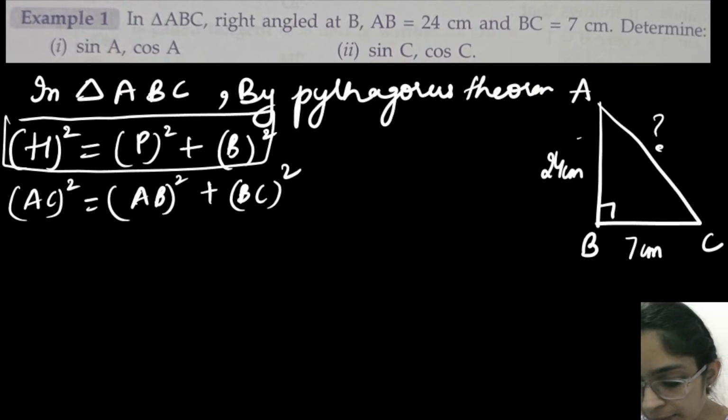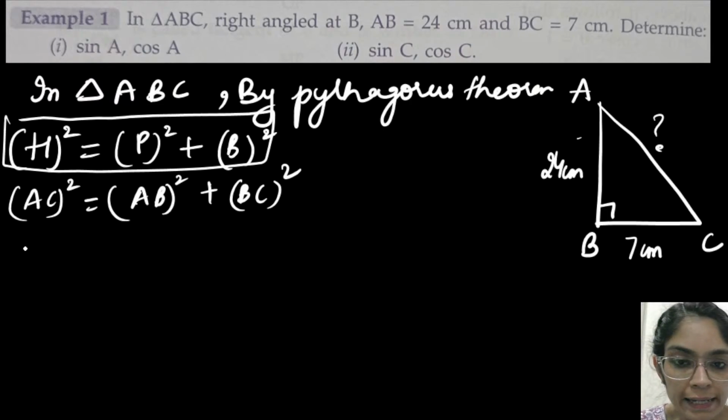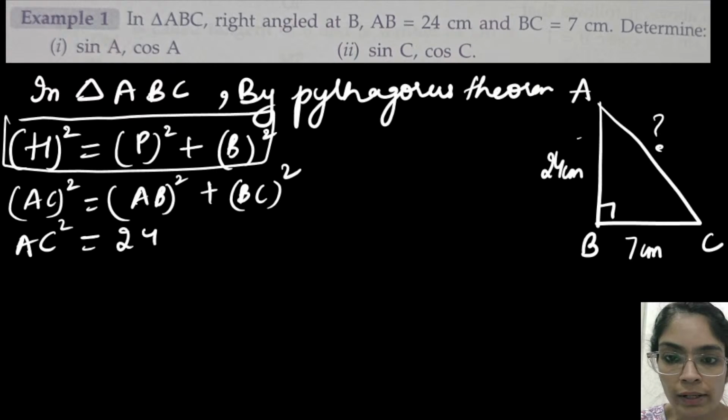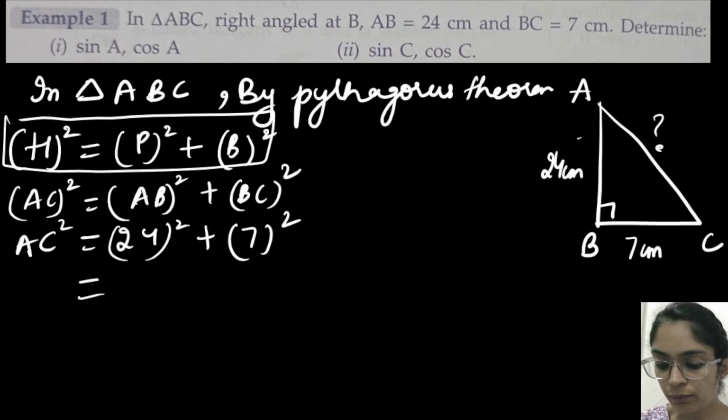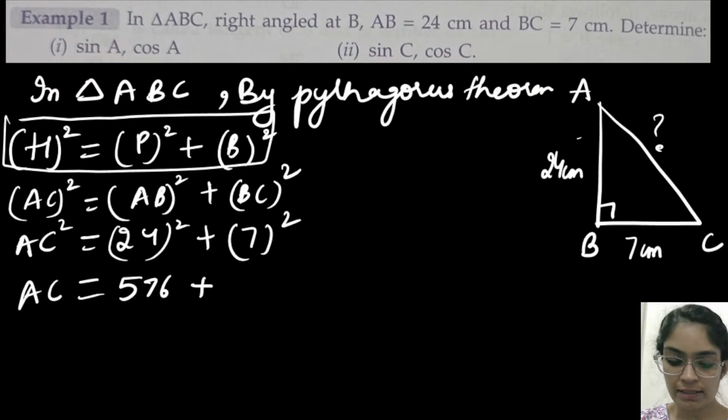Now we can write AC, which we don't know. AC square is equal to AB's value, which we know is 24, so 24 square plus 7 square. What is the square of 24? Yes, Shashank is giving the answer. Square of 24 is 576. And the square of 7 is 49.